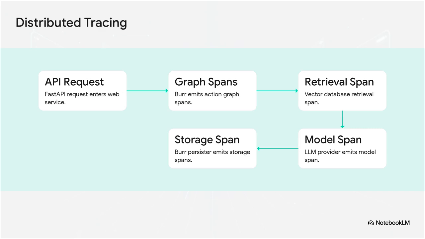Say a single FastAPI request enters your web service. That triggers Burr, which emits spans mapping your action graph. Inside those actions, a vector database emits a retrieval span, followed by the LLM emitting a model provider span. And finally, the Burr persister emits storage spans as it saves the state to PostgreSQL. OpenTelemetry magically binds all 5 of these distinct events into one cohesive trace for your incident response team.